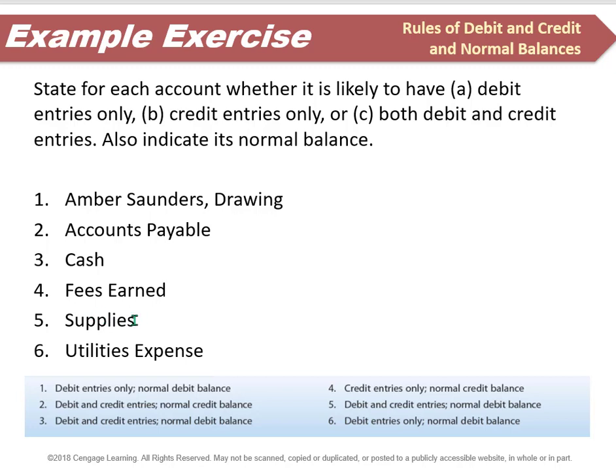Supplies, if it just says supplies, then it's the asset. So that would have debits and credits. And the utilities expense is an expense. It would have a normal debit balance, and it would only have debits.